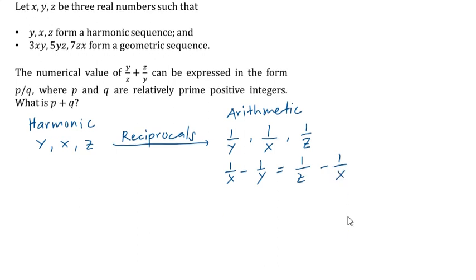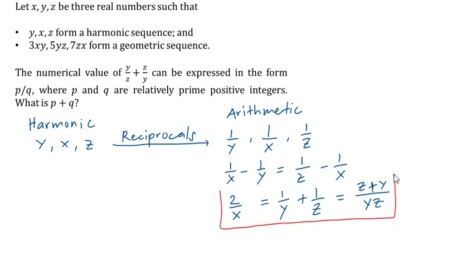This simplifies to 2 over x. If we combine like terms, this is equal to 1 over y plus 1 over z. If we combine the fractions in the right hand side, we obtain z plus y over yz. So this is now our first equation. However, we don't know yet how to utilize this equation, but I'm sure this will be helpful later on.